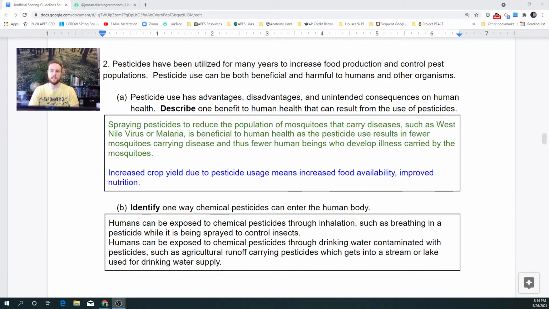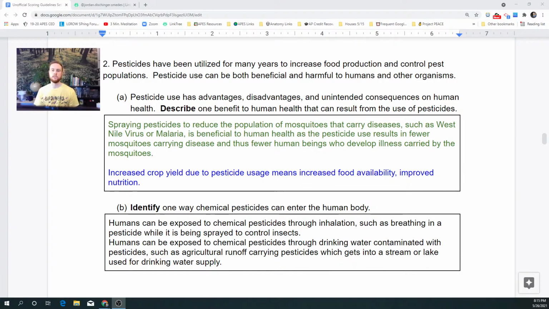Pesticides have been utilized for many years to increase food production and control pest populations. They can be both beneficial and harmful to humans and other organisms. So question A, very short introduction there. Pesticide use has advantages, disadvantages, and unintended consequences on human health. Describe one benefit to human health that can result from the use of pesticides. So we need a human health benefit, and we need to pad it with some detail. It's a describe, so we can't just leave it alone. We can't just say kills mosquitoes or stops malaria or increases food access. We need to elaborate.